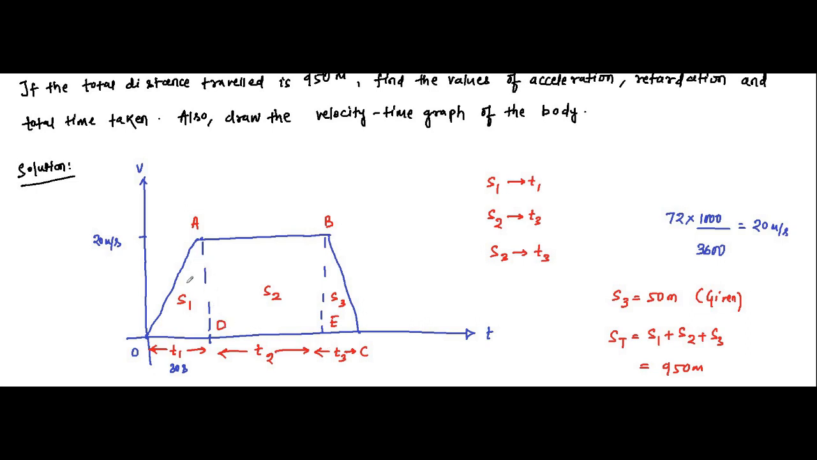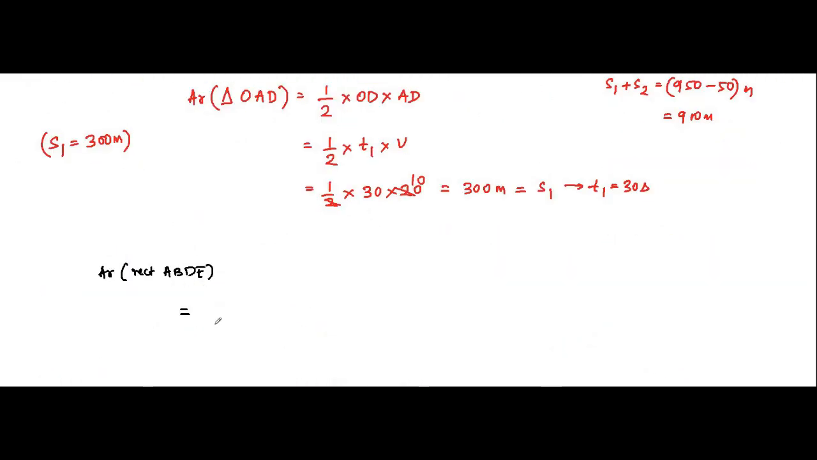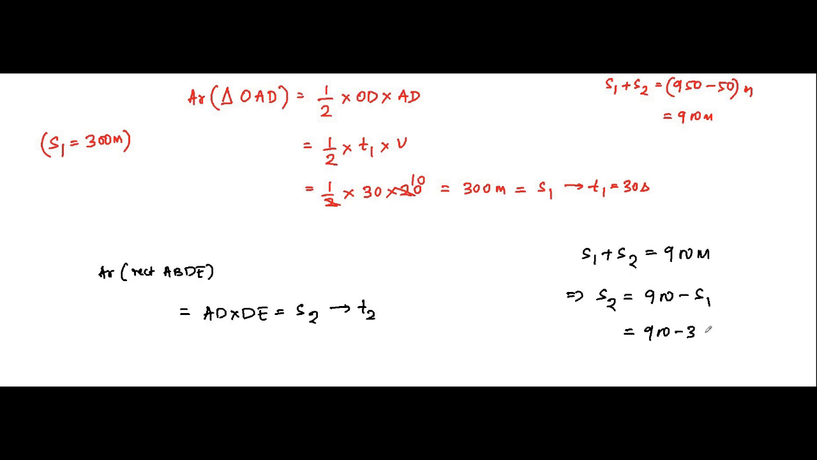AD into DE. Okay, sorry, AD into DE, and that will be equal to the distance covered S2 in time T2. But we know here that S1 plus S2 is equal to 900 meters. S1 we have already got, so S2 is equal to 900 minus S1. S1, which we have already previously calculated, is 300 meters. So that is equal to 900 minus 300, which is equal to 600 meters.